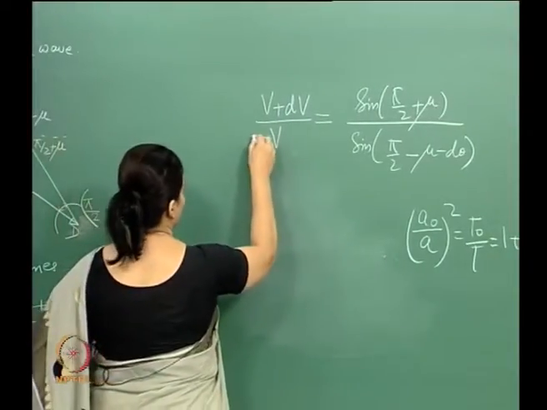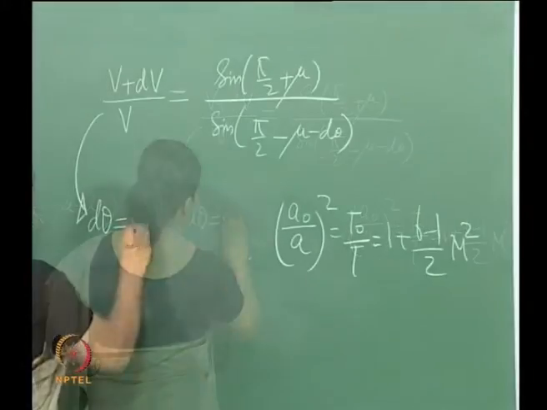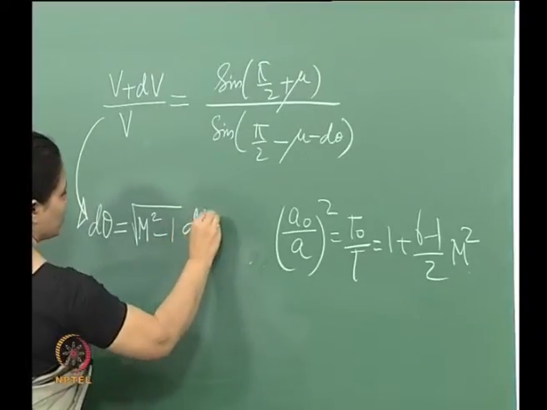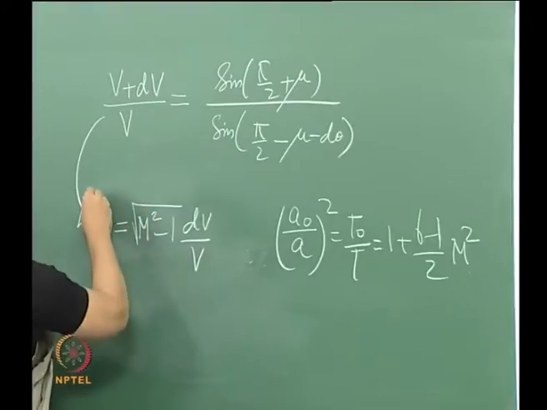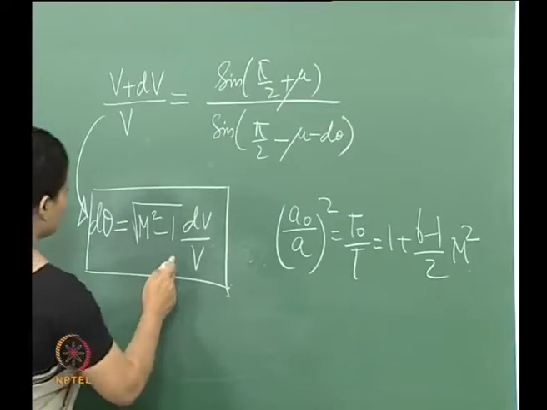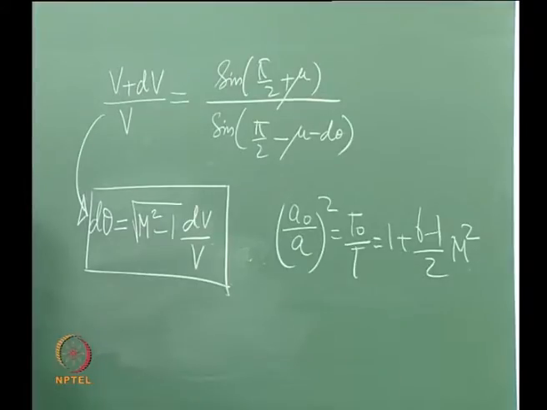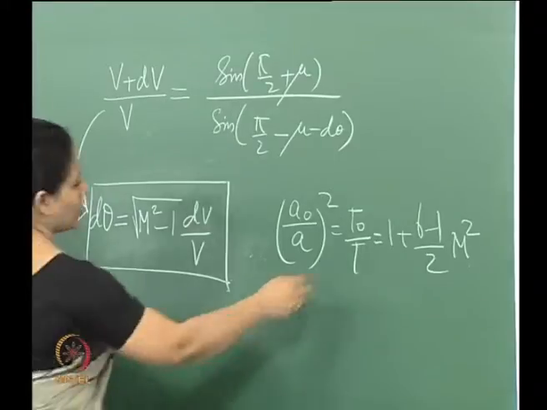Now, this relationship I can write in this form. So, d theta is equal to square root of M square minus 1 times dv by v. Okay. So, this relationship, if I expand etc., I can write in this form. But again, if I were to write this over here, dv by v, okay. So, therefore, this is a relationship.